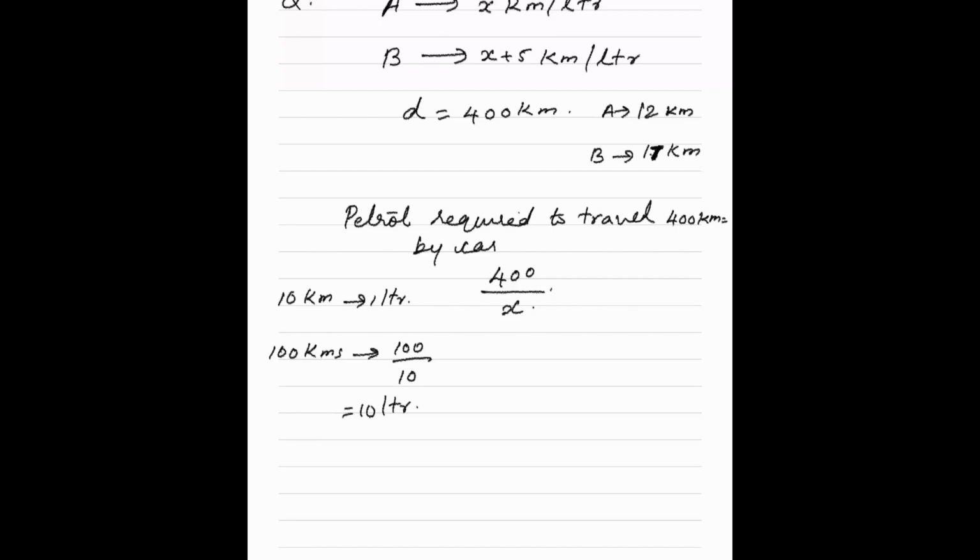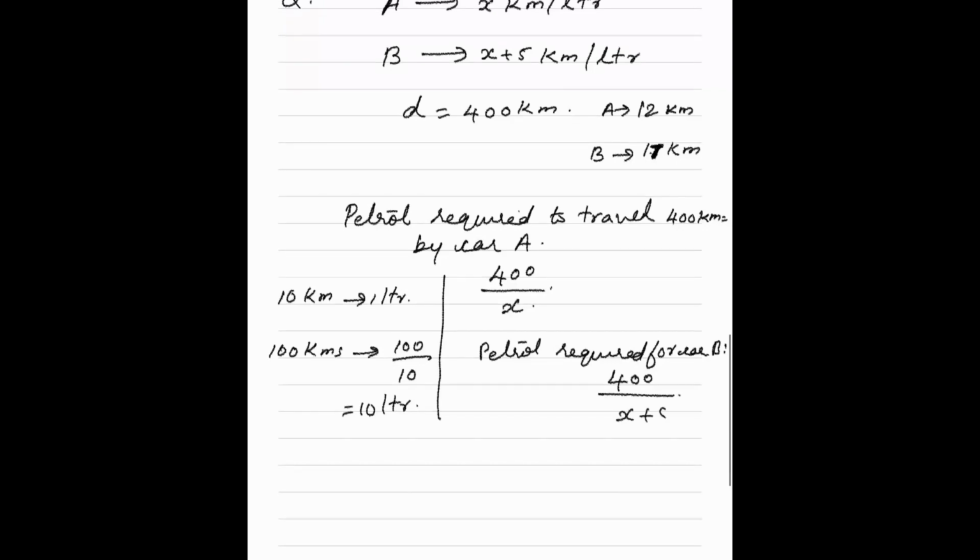Okay, I have to write that also. This is for car A. Now the same thing, I need to write the petrol required for car B. Again, the distance remains the same. 400 divided by, it can travel X plus 5 kilometers. So this much liter is required.